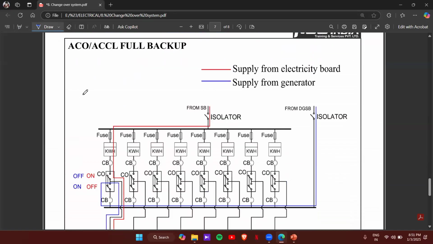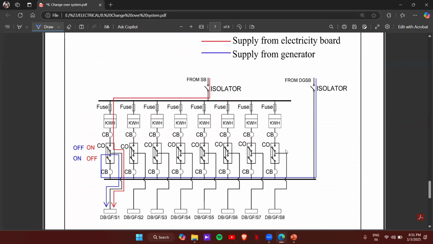The next one is ACO and ACCL full backup. Both concepts are the same and the schematic is also the same here. This is the schematic diagram for full backup, and you might be familiar with it. We already discussed it in previous classes. In this case, we'll have a main incomer isolator, then the fuse, energy meter, circuit breaker. This is the changeover system. Then again one more circuit breaker, then the panel.